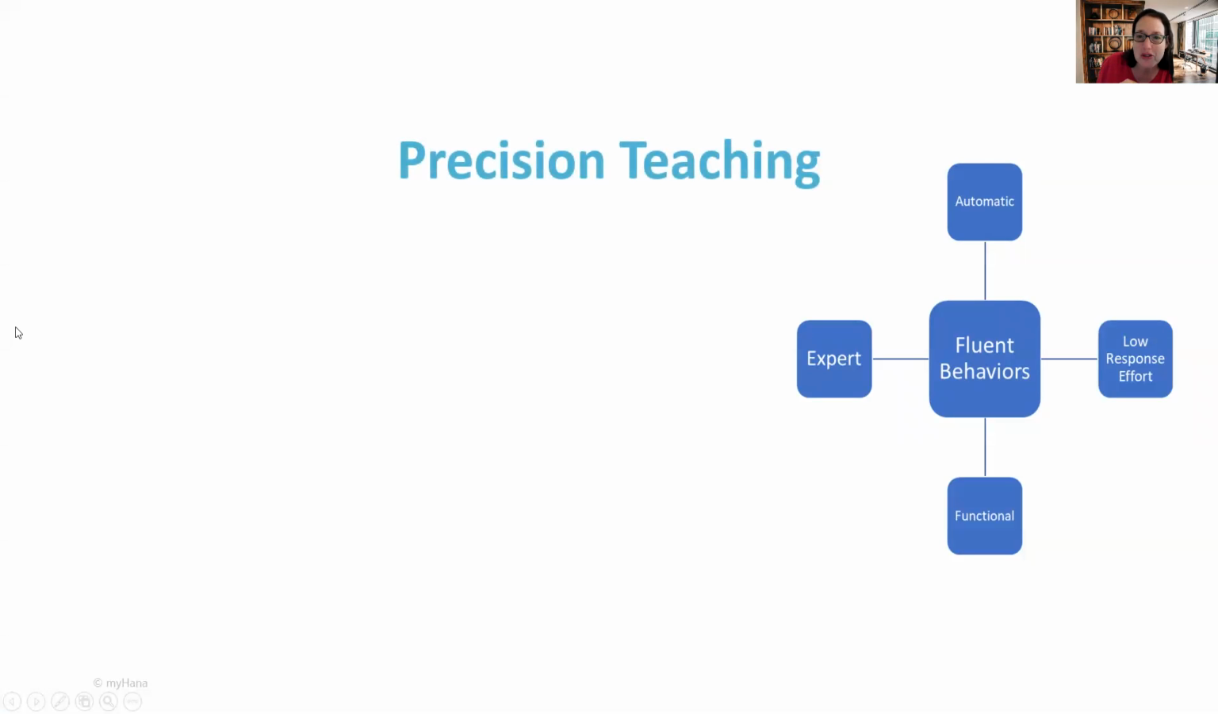And now we'll talk about precision teaching. I hope I say that precisely. So here's a graph. As you can see, there's fluent behaviors that we want them to become automatic, expert, so you don't have to think about it, you're good at it, that you don't have to try so hard to do it, because that takes time, and then you lose other things that you're trying to learn because you're concentrating on working hard, and that is functional and really helps somebody.